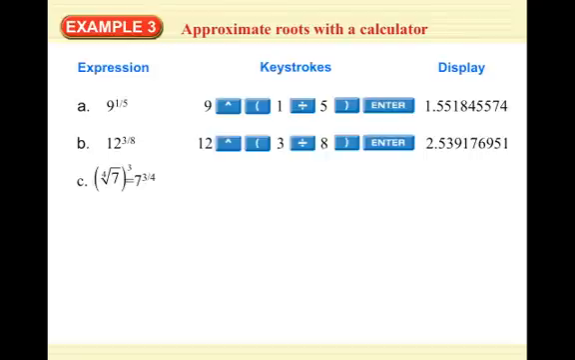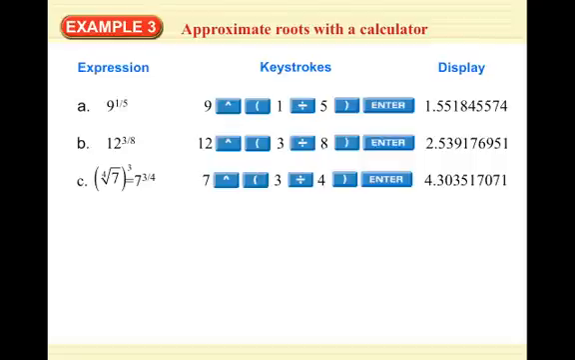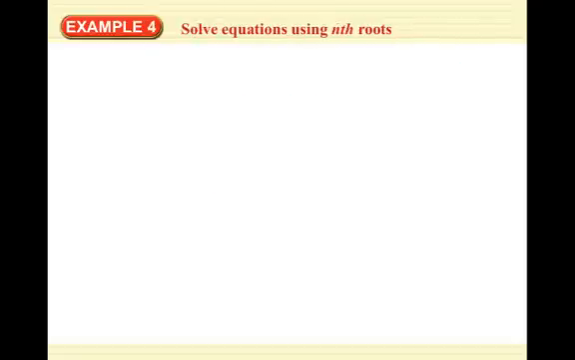And the 4th root of 7 to the 3rd power, that's the same thing as 7 to the 3/4. So it's really important that you know how to convert to rational exponents. So that's going to be 7 and then caret 3 divided by 4, and then you press enter and you get 4.3 on and on. All right, for example 4, we're going to solve the equation using nth roots.